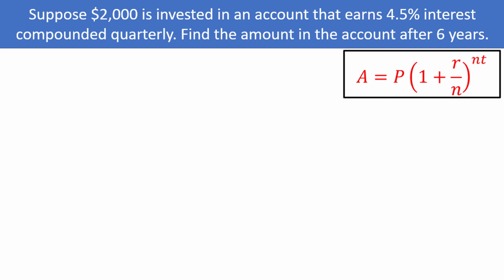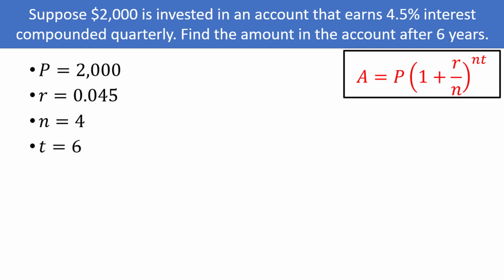Let's begin by just writing down all the information that we know. P is equal to 2,000, as that is the principal or initial amount in the account. r is the annual interest rate of 4.5%, which we need in decimal form, which is 0.045. n is the number of compound periods per year, which is 4 since we are compounding quarterly.